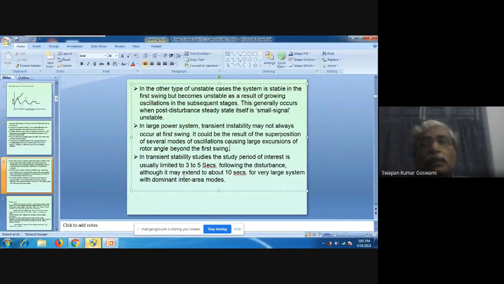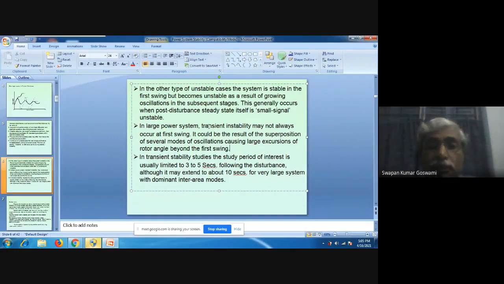Okay, but subsequently, because of the impact of other swings, it may so happen that finally the generator may not be able to maintain synchronism. So instability may occur in that way also. Okay, this is what is being stated in these sentences.